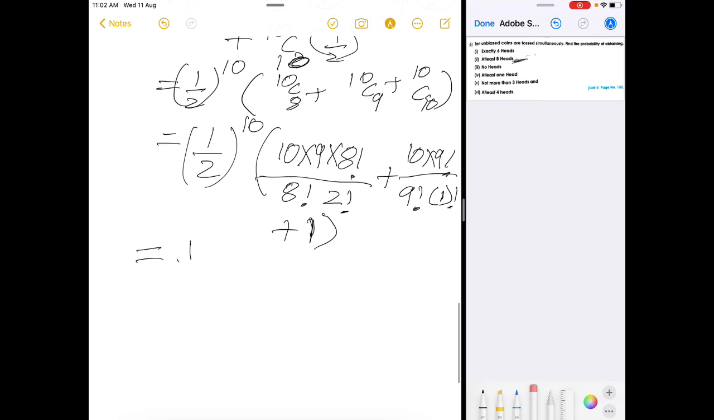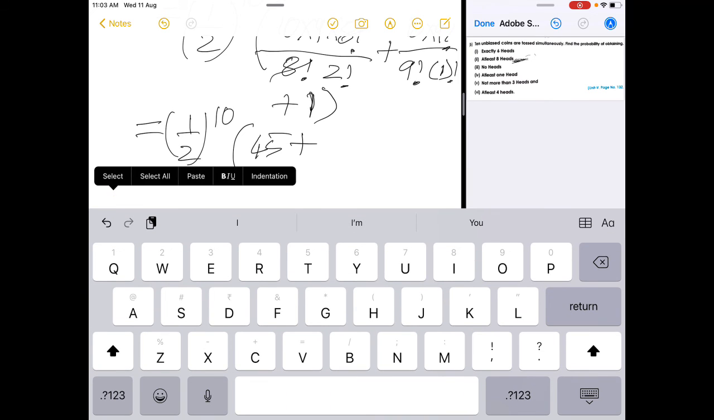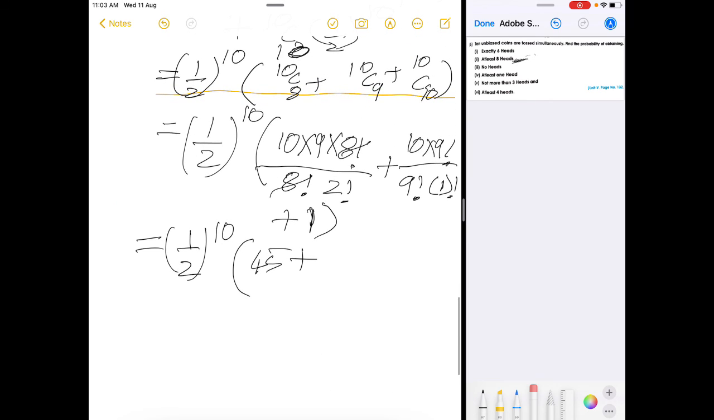So this becomes half to the power 10 multiplied by, now this becomes 90 divided by, so 8 factorial will get cancelled out, 90 divided by 2 factorial, or in other words 45. 45 plus 10 into 9 factorial, 9 factorial will get cancelled out, this becomes 10 plus 1. So this becomes 45, 55, 56. 56 divided by 1024.